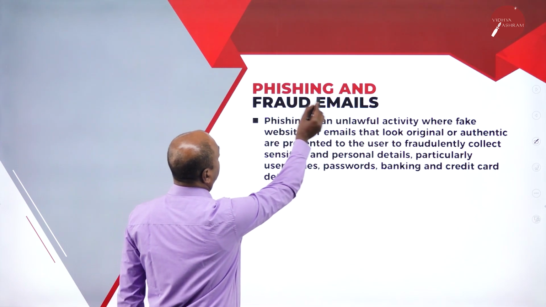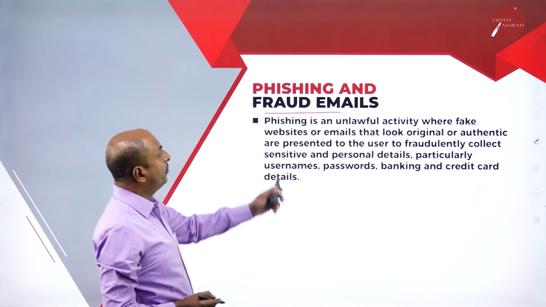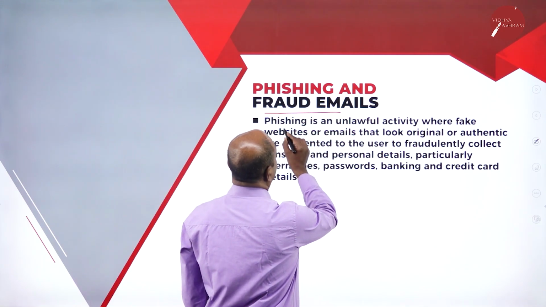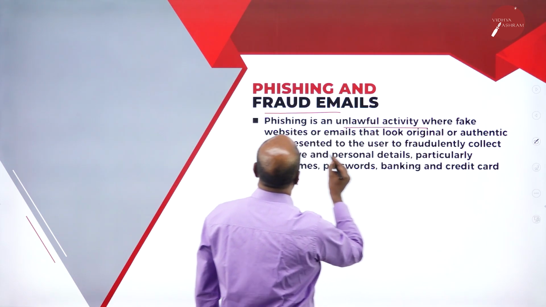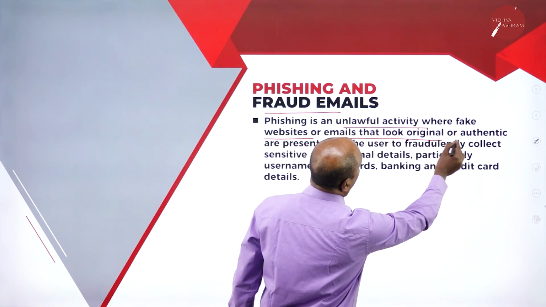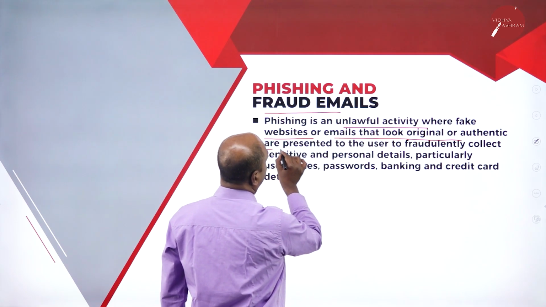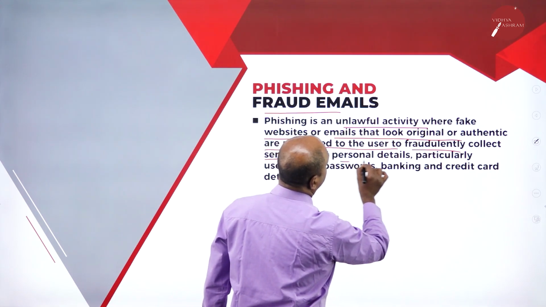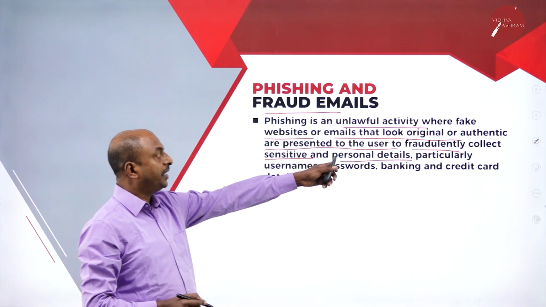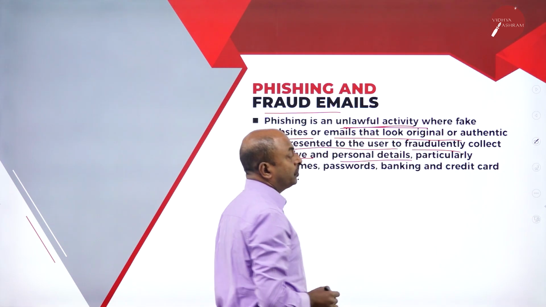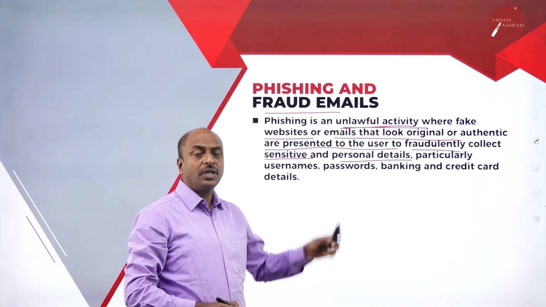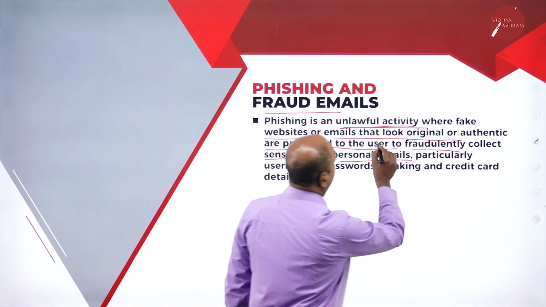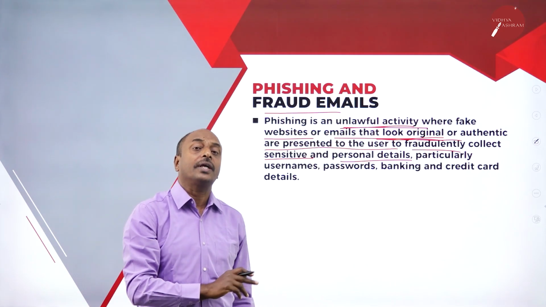Next one is phishing and fraud emails. These are other forms of fraud or cybercrime. What is phishing? It is an unlawful activity, using fake websites or emails that look original or authentic, presented to the user to fraudulently collect sensitive and personal details. So what is the meaning of phishing here? It is no doubt an unlawful activity. Here the information is shared through a website as if it looks like the original information. It looks original, but it is not authentic.